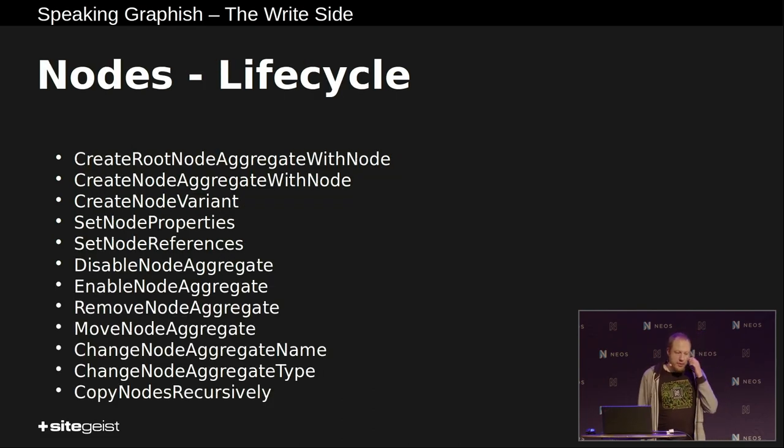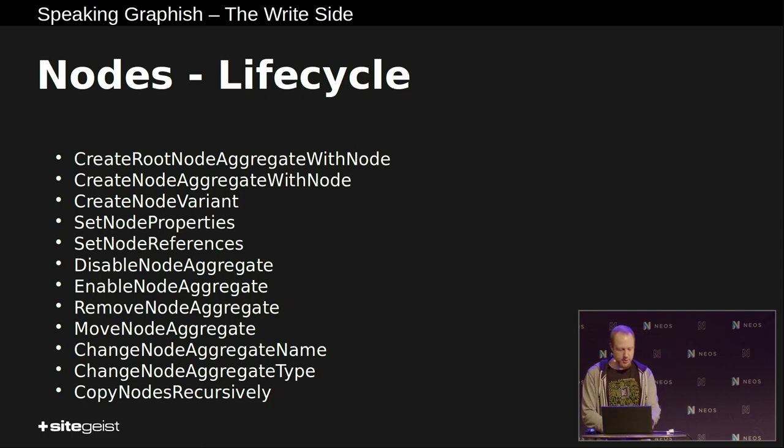So the most important commands are about nodes, obviously, and they basically cover the whole lifecycle which a node can have. For example, you can create a root node. That's the first thing you do, obviously. Then you can create other nodes below that. Then you can create variants of those nodes, translating them, for example. You can set properties, references. You can disable nodes, enable them again. Remove them, move them somewhere else, change the name, change the type, or copy nodes recursively.